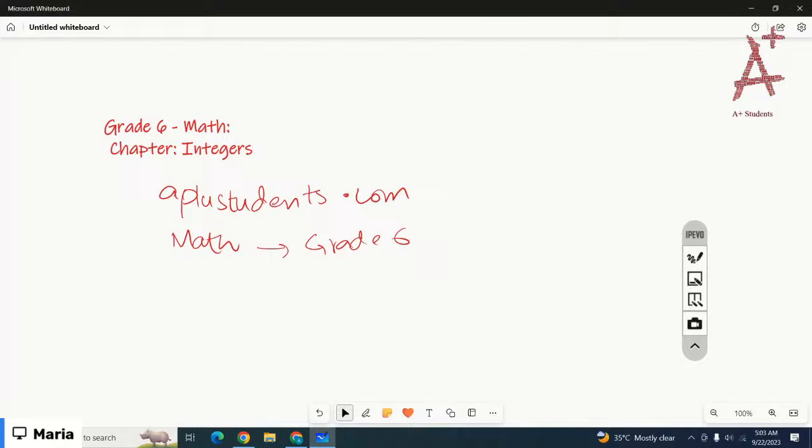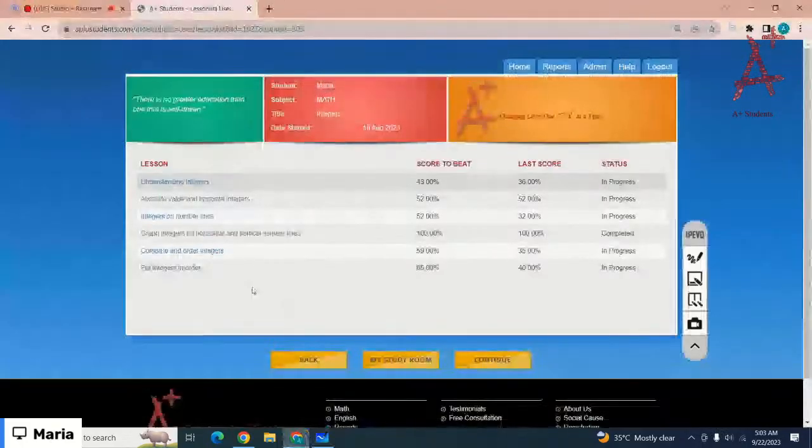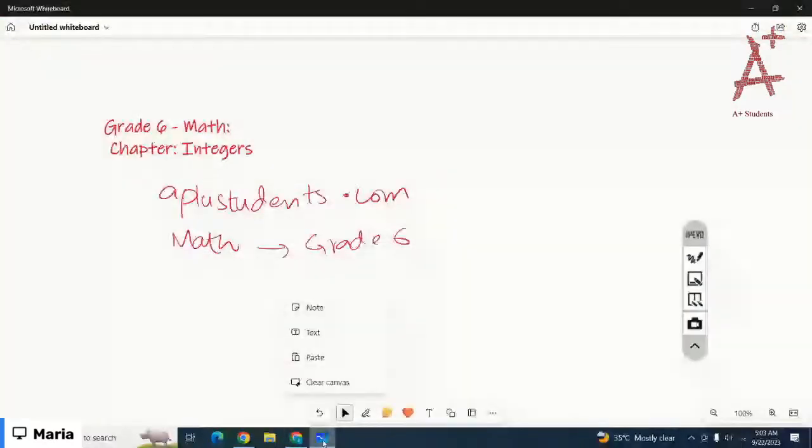Please make sure you have your notebook and pencil so that you can note down the important examples and definitions as well. So let's just start with the chapter integers. First, what do you know about the integers? Integers are the numbers that include zero, positive numbers and negative numbers, right?